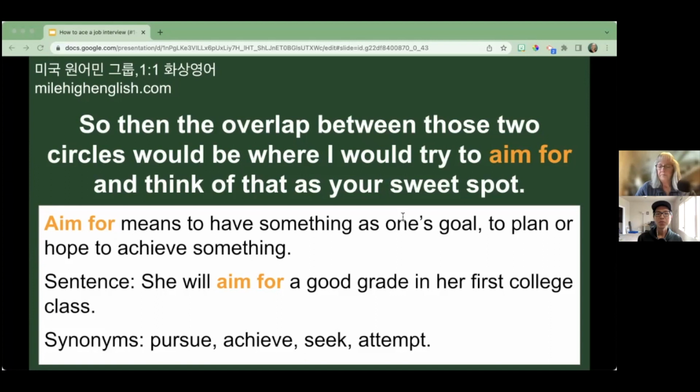Wait, so was I supposed to use aim at instead of aim for in that sentence that I just gave? Yeah, I think so. That was my mistake. Because we're really talking about aim for, but then I introduced aim at since you asked about it. So let's go back and do that one again. Okay, alrighty. So aim for a good grade, some synonyms being pursue, achieve, seek, attempt. So use aim for in a sentence of your own.